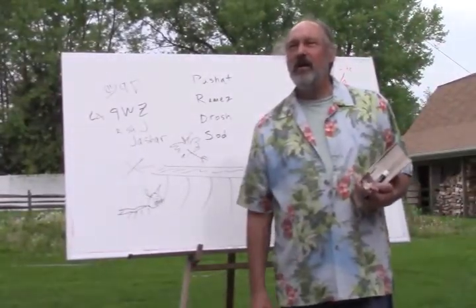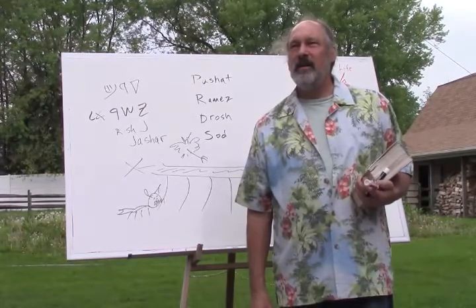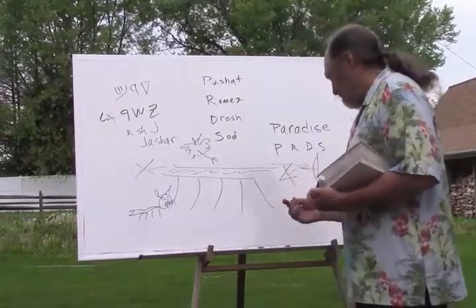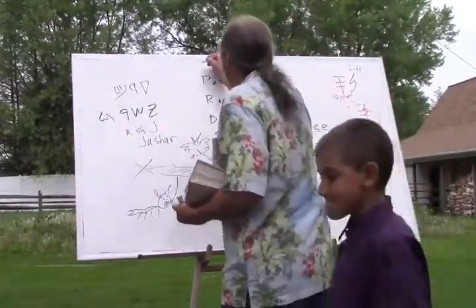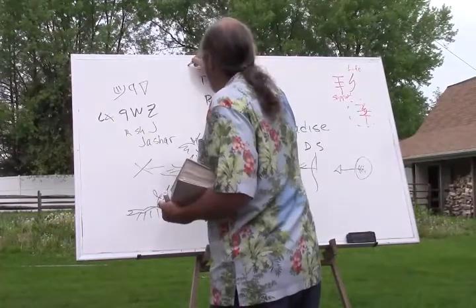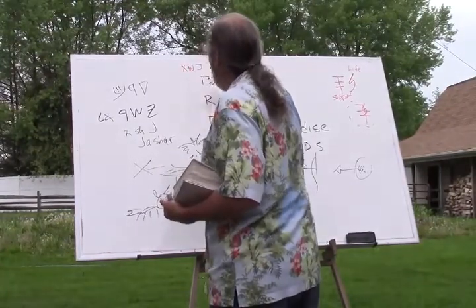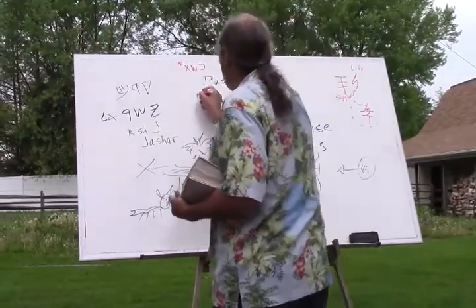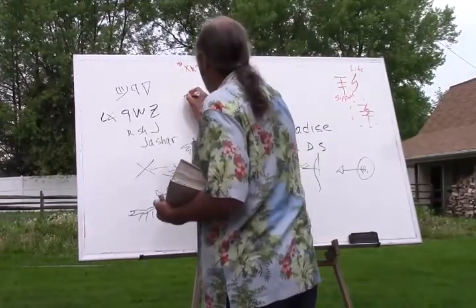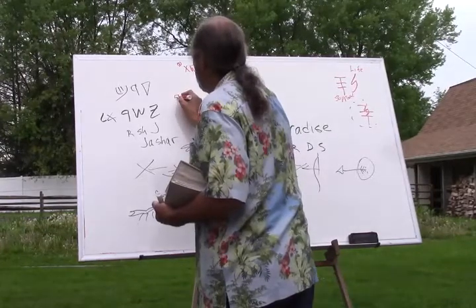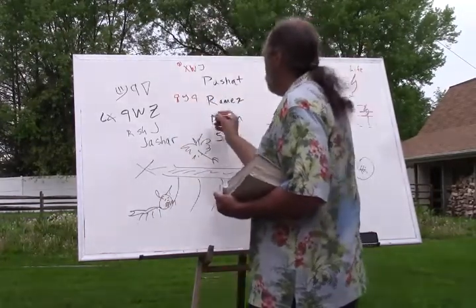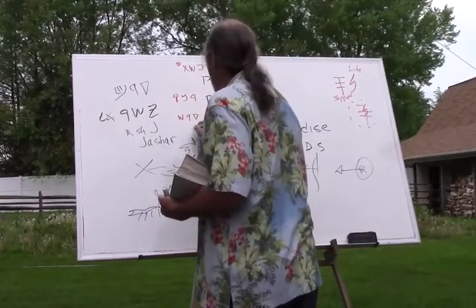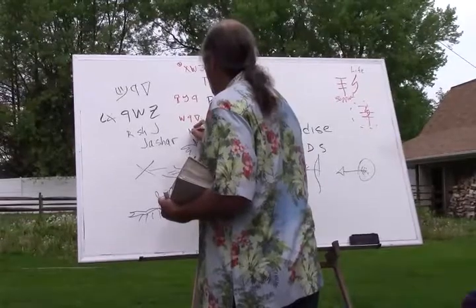Would you write the Hebrew letters for Peshat, Remez, Drash? Peshat would be Pei, Shin, Tav, I believe, or that might even be a Tet. I'd have to look that up. Remez would be Resh, Mem, Zayin. I'd have to look these up, but this is just phonetic consonants. Drash would be Dalet, Resh, Shin. And Sod would be Samekh, Vav, Dalet.